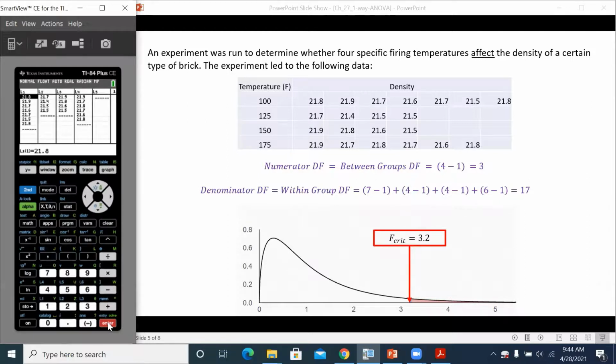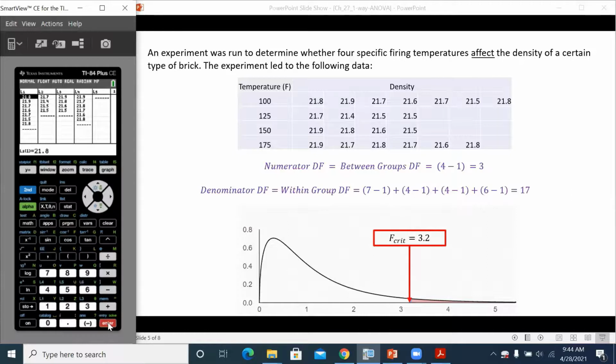We have 4 temperature groups. So I entered all the density readings for temperature group 100 degrees into the list L1, all the density readings for temperature group 125 degrees into the list L2, all the density readings for temperature group 150 degrees into the list L3, and all the density readings for temperature group 175 degrees into the list L4.